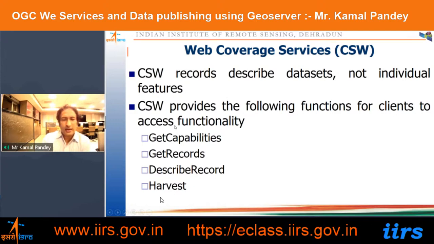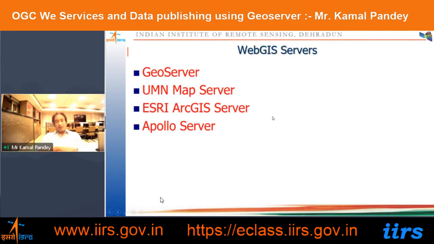So the methods are like GetCapabilities for the raster dataset. This particular web service is basically for the raster dataset. GetRecords, DescribeRecord, and Harvest. There are many others, but these are the most popular methods which are available with the Web Coverage Service. Now, this was about the OGC web services. So we have seen WMS, WFS, WCS as well.